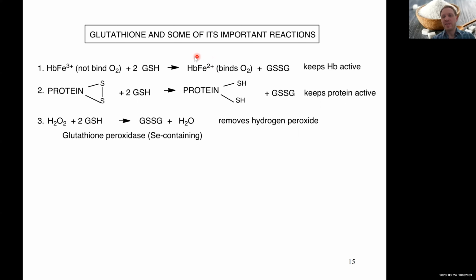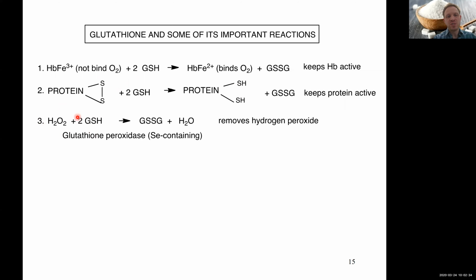Another role is that it keeps proteins active. So many proteins will actually have similar sulfhydryl groups. And if they do their job, then they will be oxidized into a disulfide. The active form of the protein is shown here with these open sulfhydryl groups. And so again, glutathione here, what it will do is that it will reduce this function and maintain the activity of this enzyme. And then a third function here is that it also deals with hydrogen peroxide shown here.